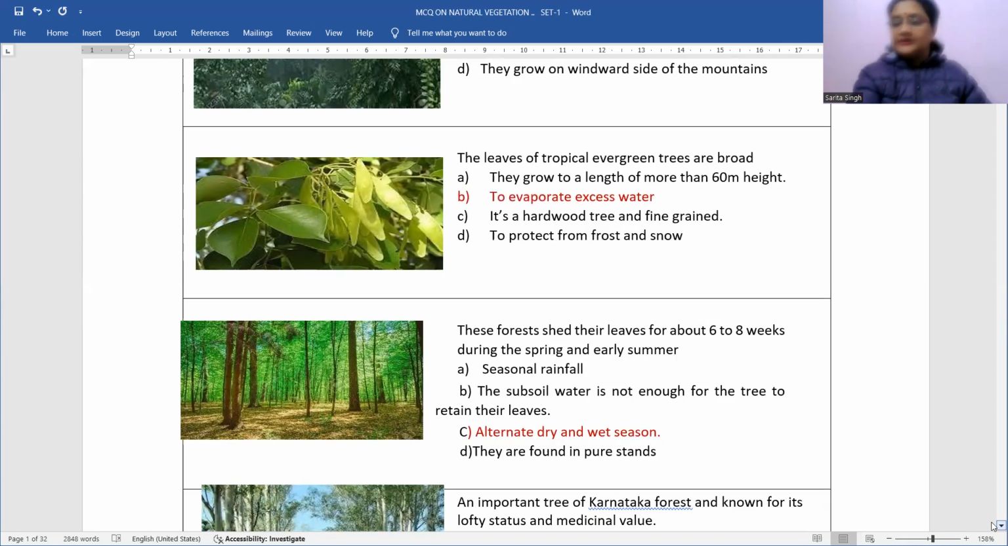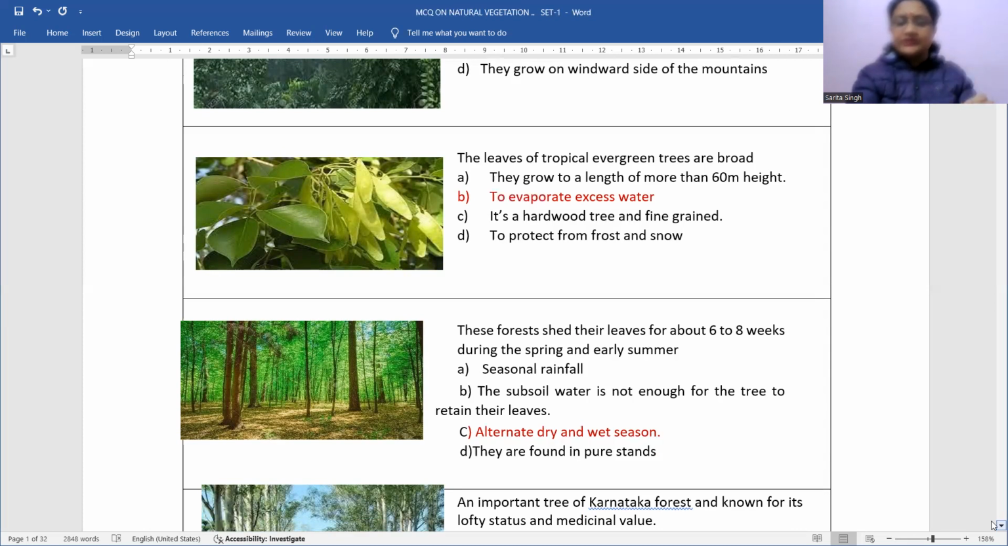ओके अच्छा, इसके बाद थर्ड क्वेश्चन हमारा है, these forests shed their leaves for about 6 to 8 weeks during the spring and early summers, right? These forests means we are talking of now the deciduous forest. Okay, अब इसमें first reason है because of seasonal rainfall. Number 2, subsoil water is not enough for the tree to retain their leaves. Number 3, alternate dry and wet season. And number 4 is they are found in pure strands.